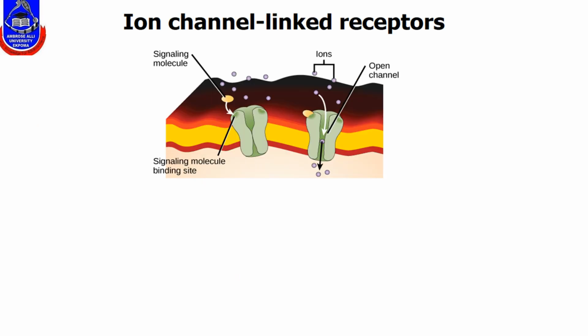Now, this picture here or figure depicts the ion channel linked receptor. You can see, to my left, you have the receptor here, again traversing the cell membrane, spanning through the cell membrane, and it is closed. Then to my right, you see it open. You see the signal molecule that is there, waiting to bind to its binding site.